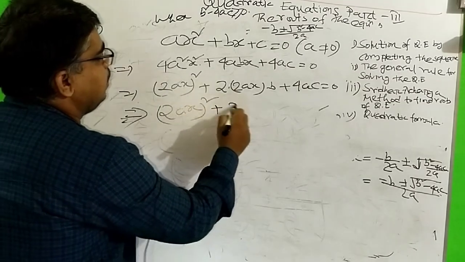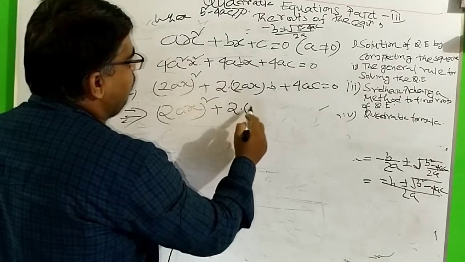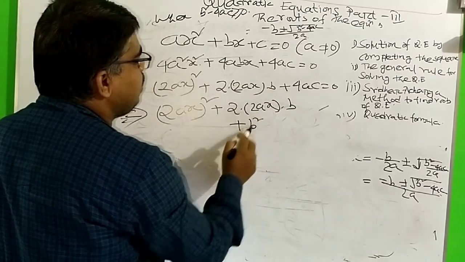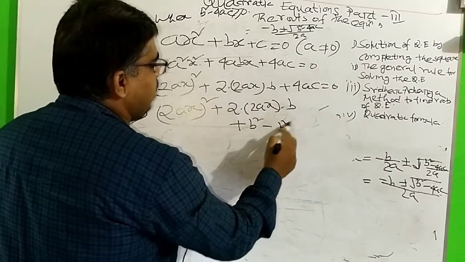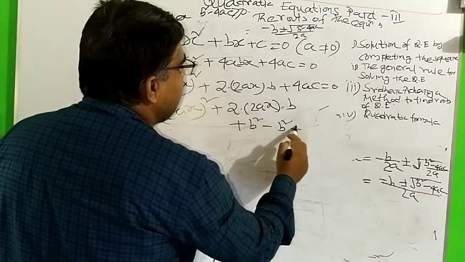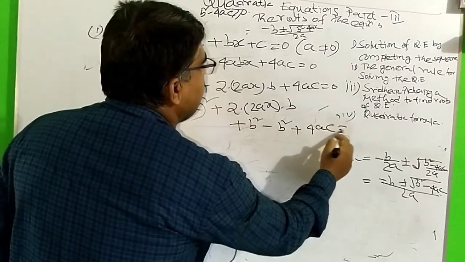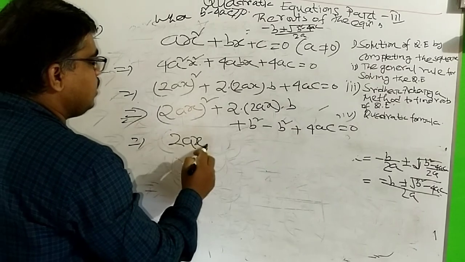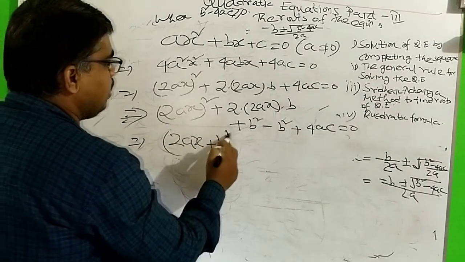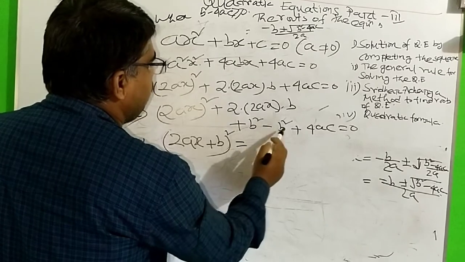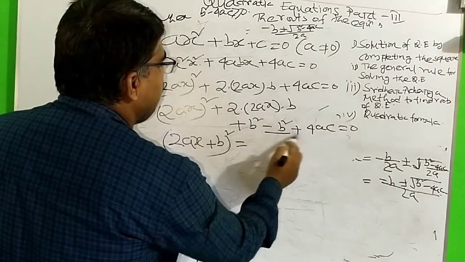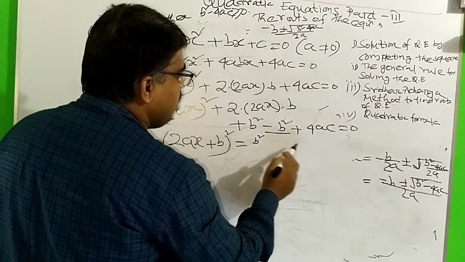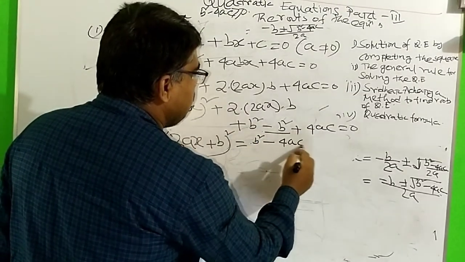We write it in the (a plus b) whole square form as 2ax whole square plus 2 into 2ax into b plus b square. We add b square and subtract b square, so the resultant balance is 0. Plus 4ac is equal to 0. This implies (2ax plus b) whole square is equal to, we transfer minus b square to the right hand side and get b square, and we transfer plus 4ac and get minus 4ac.